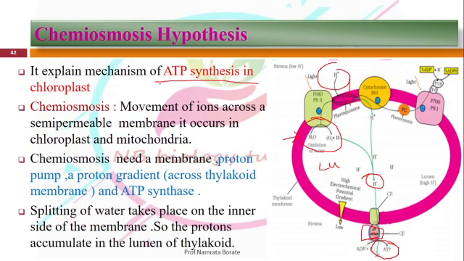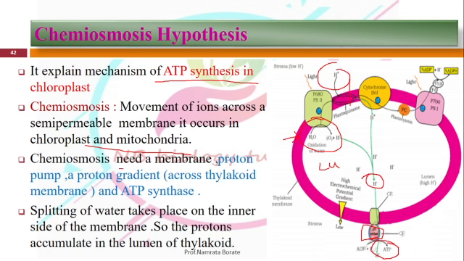Chemiosmosis explains the mechanism of ATP synthesis in the chloroplast. Chemiosmosis means movement of ions across a semi-permeable membrane. It occurs in mitochondria as well as in the chloroplast.